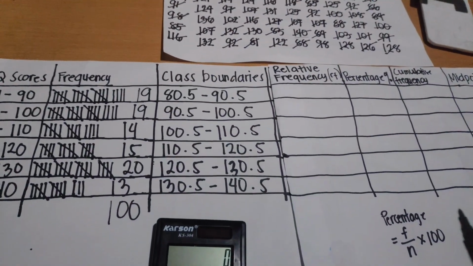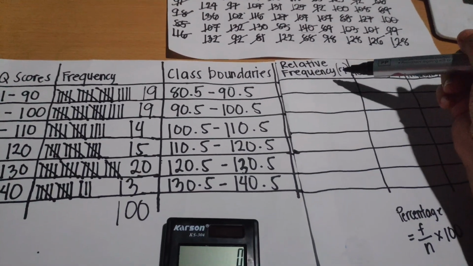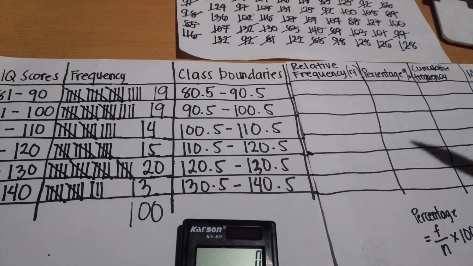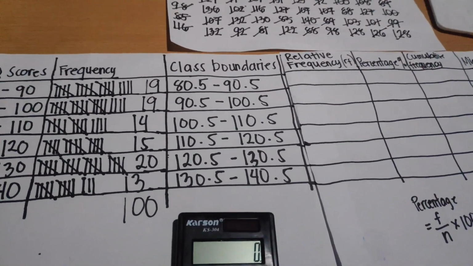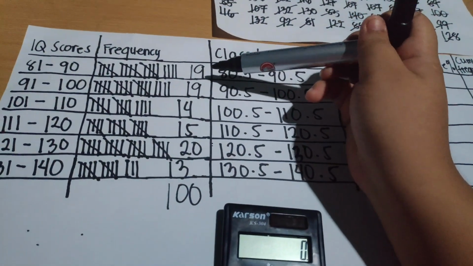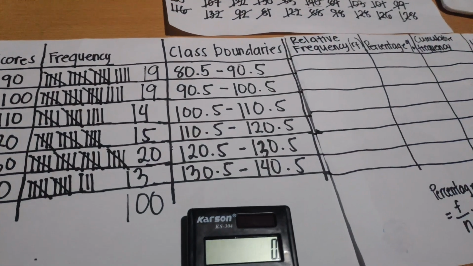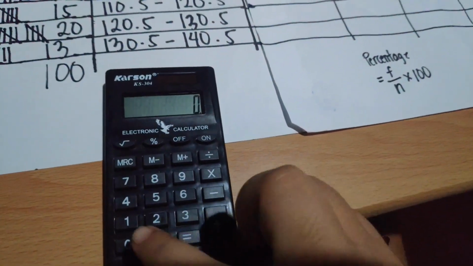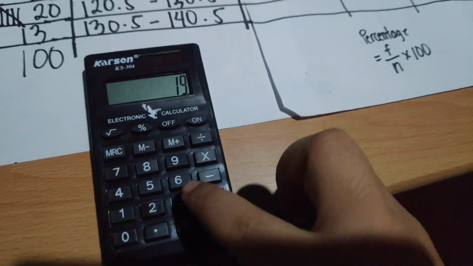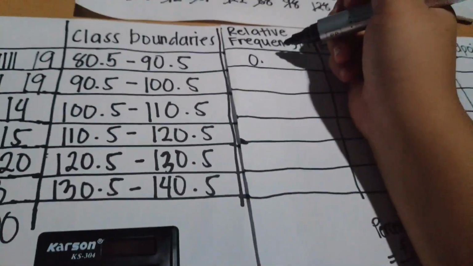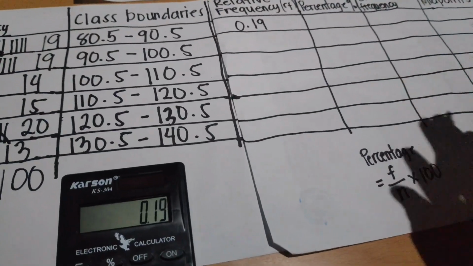Now, for the next step, let's find the relative frequency. In finding relative frequency, it can be found by dividing each frequency by the total of frequency, which is 100. So, let's start. So, 19 divided by 100 is 0.19. So let's put here 0.19. So that's how easy it is to get the relative frequency.